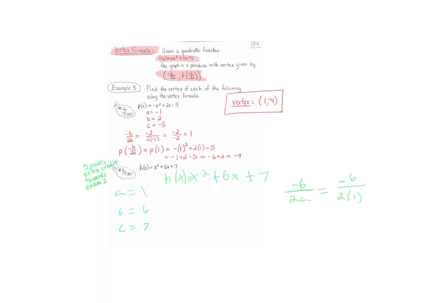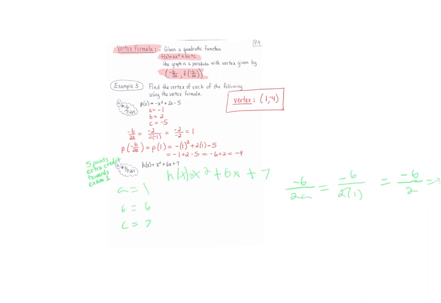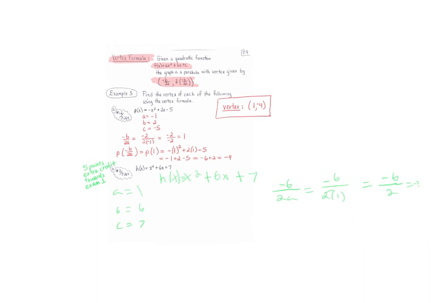Right? So then, if you do your simple distributive properties, you get negative 6 over 2, which will give you negative 3. All right, so when you get that negative 3, you're going to bring that down into your equation because now that is your x.